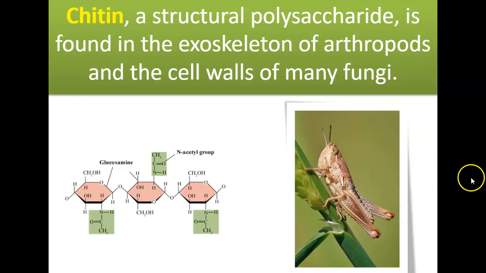Another one to talk about is chitin, and this is another structural molecule that's found in the exoskeleton of arthropods, like grasshoppers. It's also in the cell walls of fungi. But you can see it's just another example of a structural component and what that looks like.